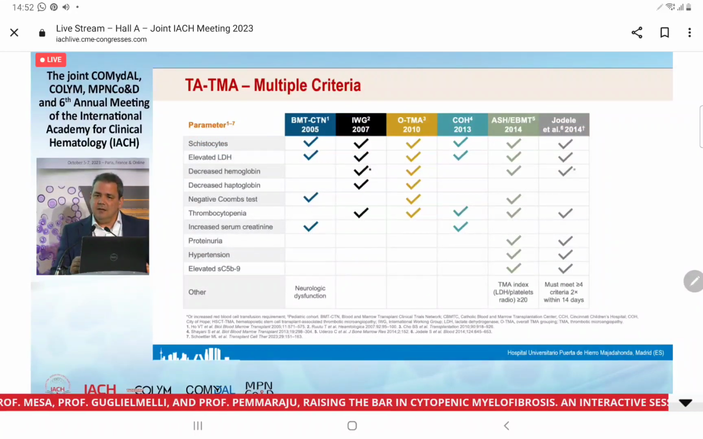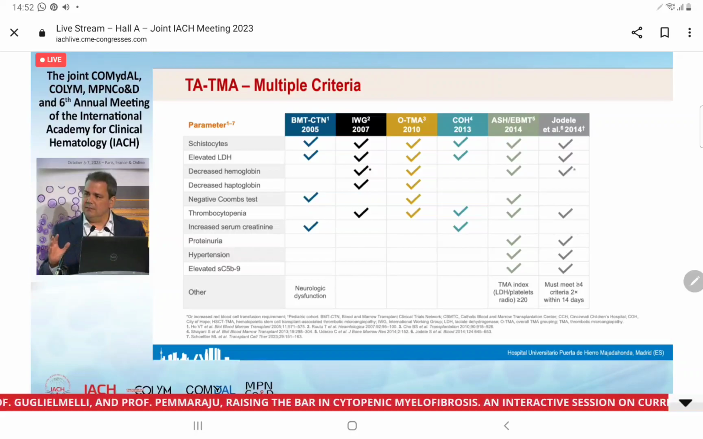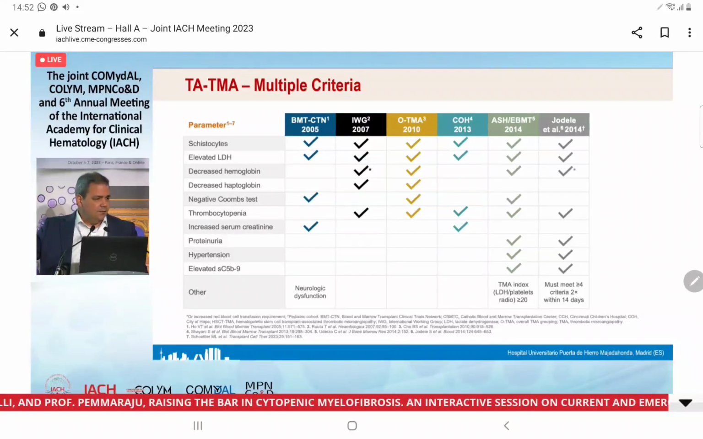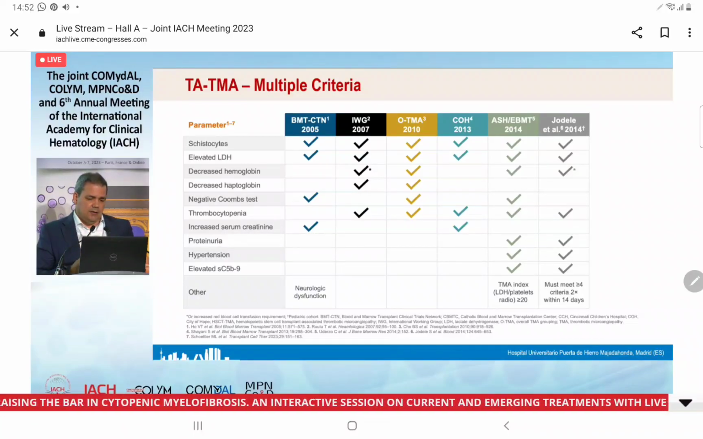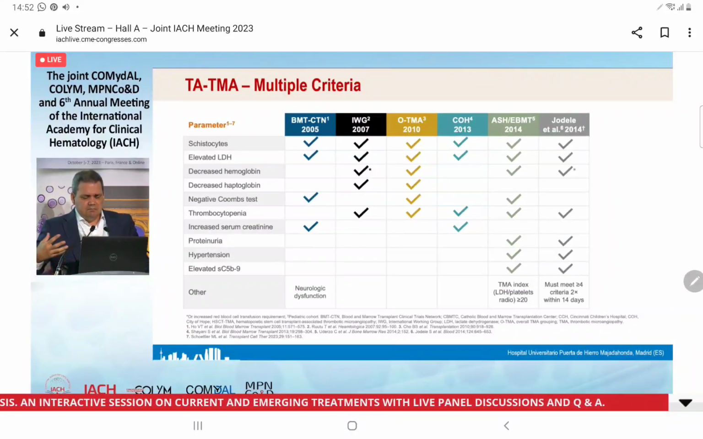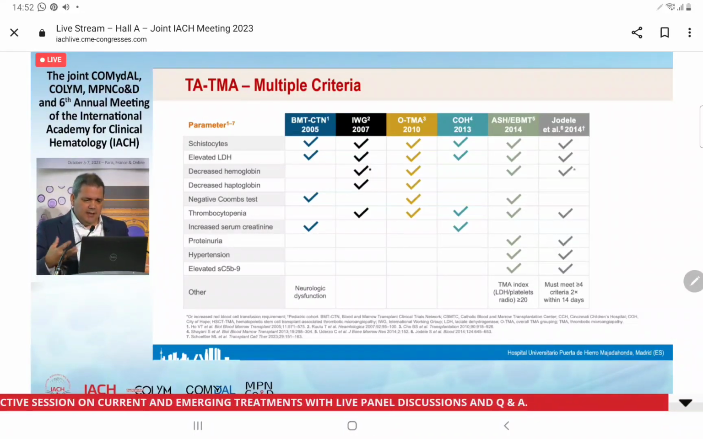There have been multiple criteria. You've got there a list of the majority of criteria we've used for the past years from different groups and with different people leading on this. And you can see that there's a relative link between some of the criteria. Elevated LDH and schistocytes have been traditionally always there. Those are signs of microangiopathy.